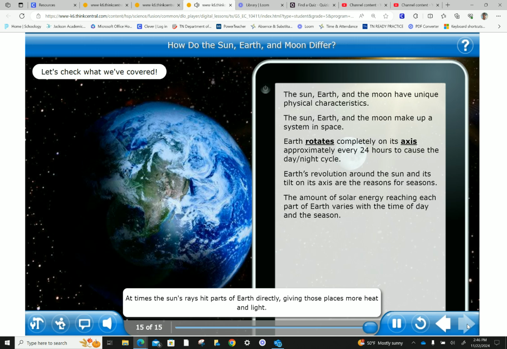At times, the sun's rays hit parts of Earth directly, giving those places more heat and light. At other times, the sun's rays hit at an angle, causing that part of Earth to receive less heat and light energy. Now that you've finished this lesson, if you wish, you can go back and review any part of the lesson again.